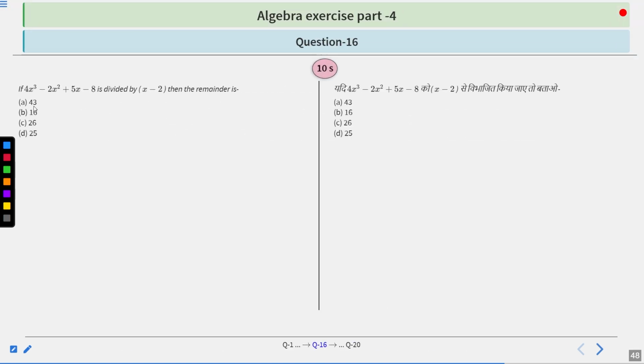Next, if 4x cube minus 2x square plus 5x minus 8 is divided by x minus 2, then the remainder is. And options are option A 43, option B 16, option C 26, and option D 25. These are the options. And I'm giving you 10 seconds to find which one of them is correct. After that, I will do the solution.